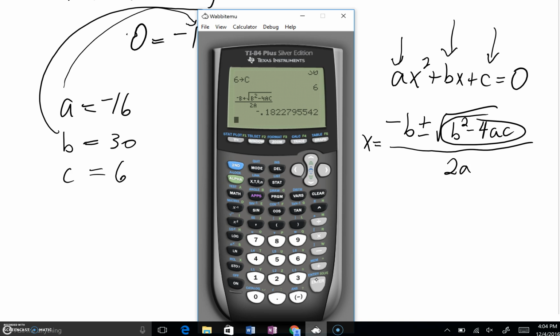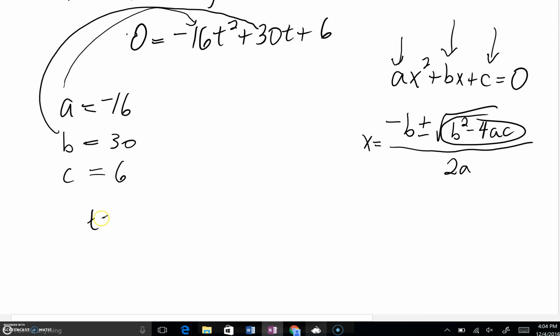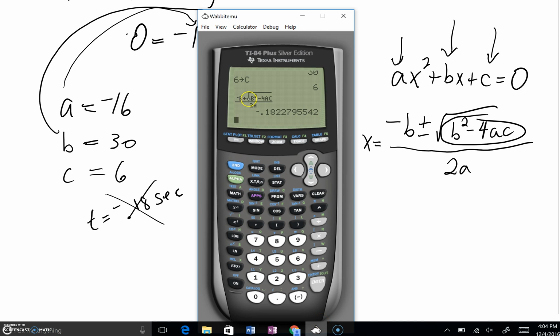Very peculiar. You might look at this and think, oh my gosh, this is so weird. I'm getting a negative 0.18. And you might think about that for a second. Is that going to make any sense that negative 0.18 seconds after she threw the baton, it hits the ground? No, we're not going to have negative time. The bottom line is there's a second answer coming.